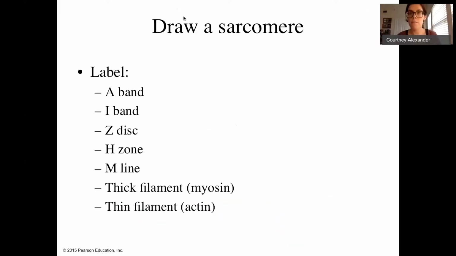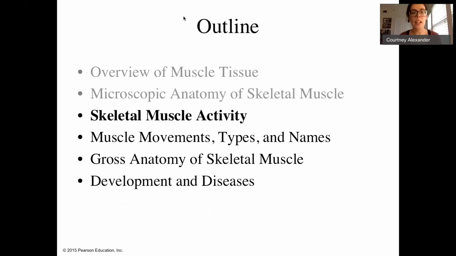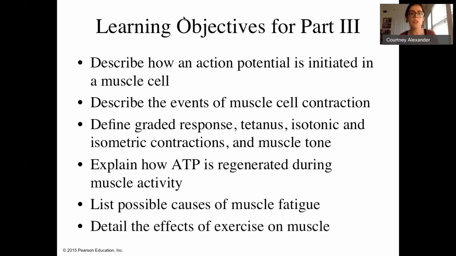Okay, welcome back. Let's now talk about how that muscle contracts now that we have our sarcomere pictures in front of us. Our learning objectives are to describe how an action potential is initiated in a muscle cell and to describe the steps of muscle cell contraction. And then we'll talk about some vocab that's important.